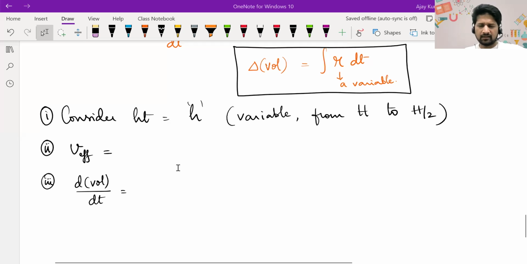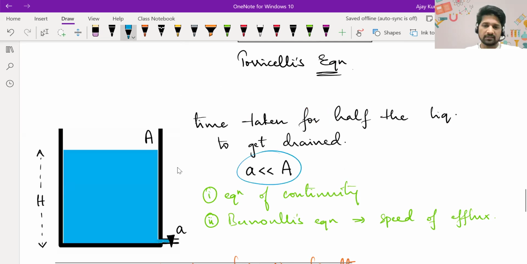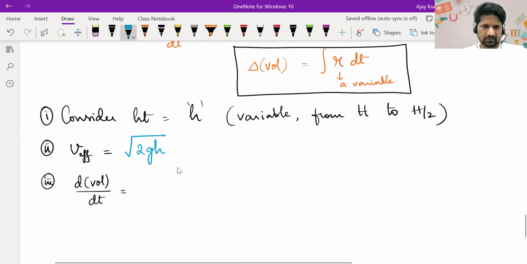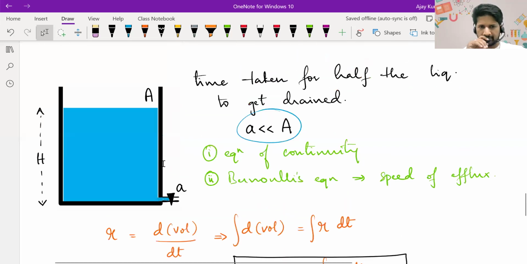In terms of small h, we know that speed of efflux is going to be under root 2gh. Why? Because it is given to you that the area of the tap is much smaller compared to the area of cross section of the tank. So Torricelli's equation will be applicable. Under root 2gh is the speed of efflux. If you know the speed of efflux and you know through what area the liquid is flowing out, can one of you tell me the expression for volume flow rate in terms of what is given in this diagram and the speed of efflux, of course? How do you express volume flow rate from this tank?